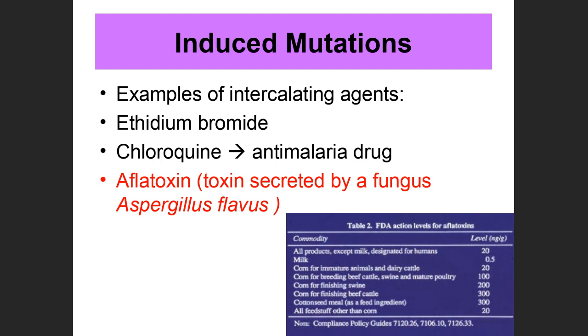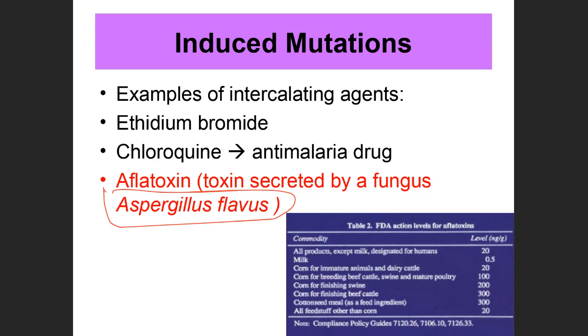Aflatoxin is a different story altogether because this is something that we don't have much control over. Aflatoxin is a toxin made by a fungus called Aspergillus flavus. And the problem with this fungus is that it is everywhere. And it lives in symbiotic relationships with some foods like corn, peanuts, wheat. So it is impossible to get rid of Aspergillus flavus. It is impossible to get rid of aflatoxin. So all corn, all wheat, all peanuts are infected with aflatoxin, which is an intercalating agent, a mutagen.